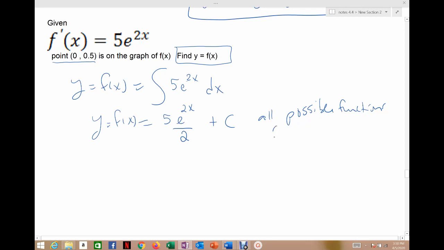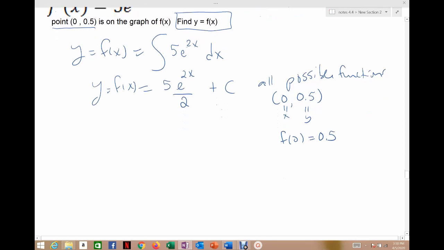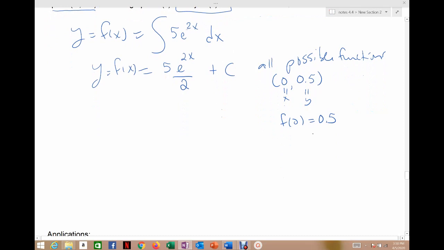Then we also know that when I have 0 for x, I should get 1/2 out for y. That means I plug 0 in, I should get 1/2 out, and I'm going to use that information to find the constant that's specific to this problem. I might change that to 5/2, just to be consistent.